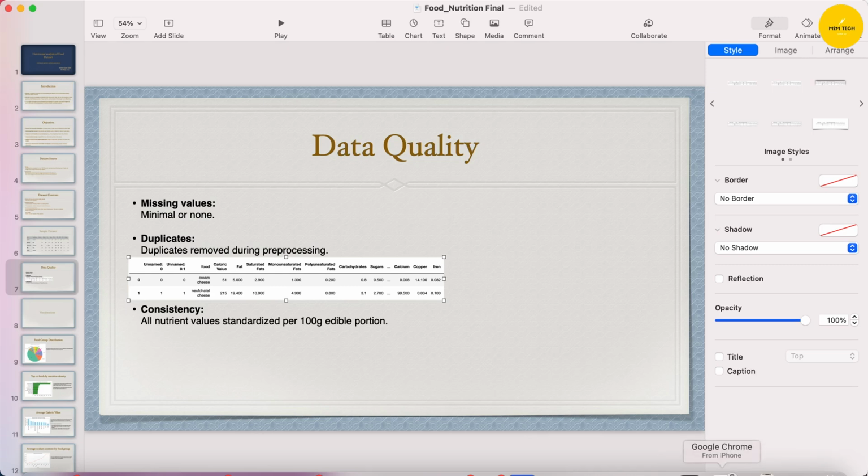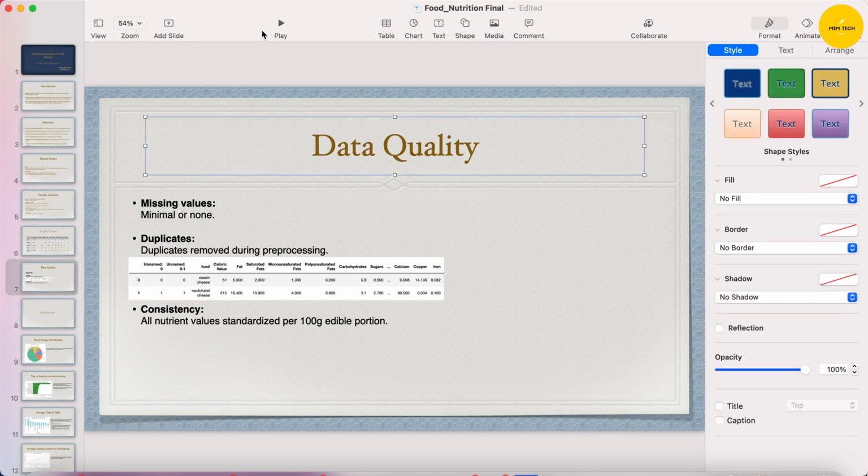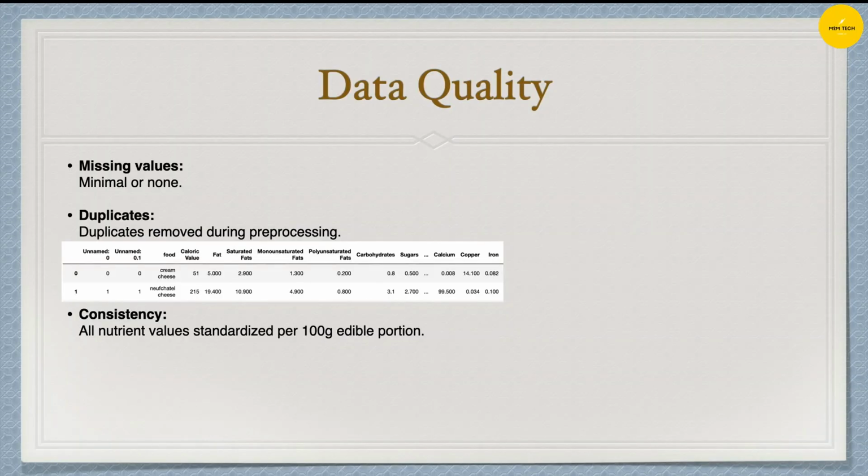Generally I did not get any missing values in this dataset, just two duplicate values over here, which can be explained through an unnamed column that hardly has any value. It seems redundant, so it can be removed. And then for consistency, all nutrient values were standardized as per 100 grams edible portion.